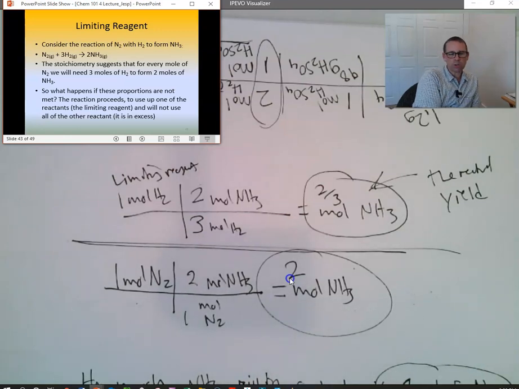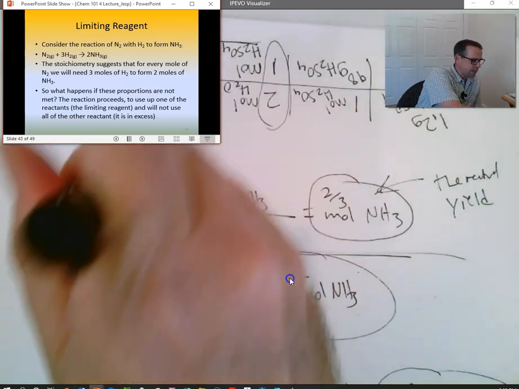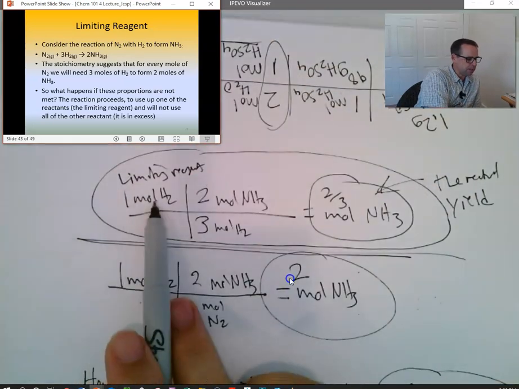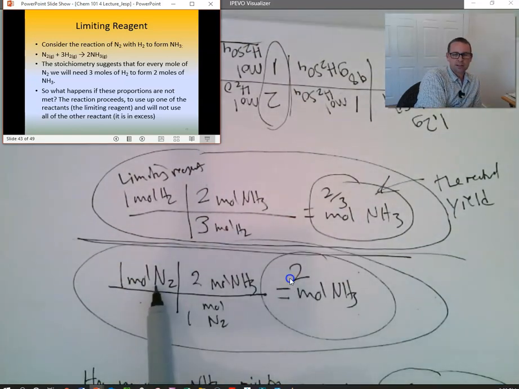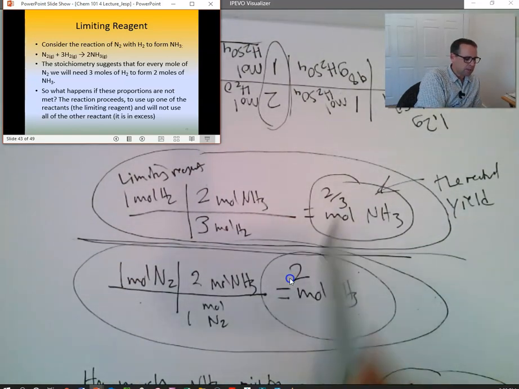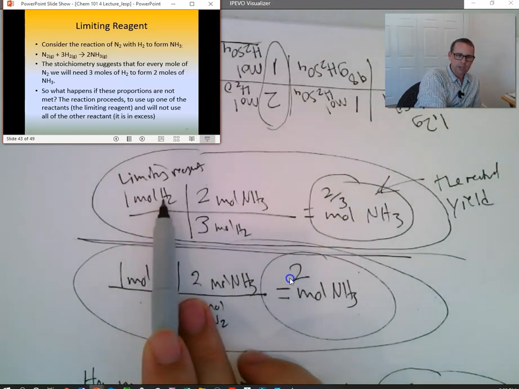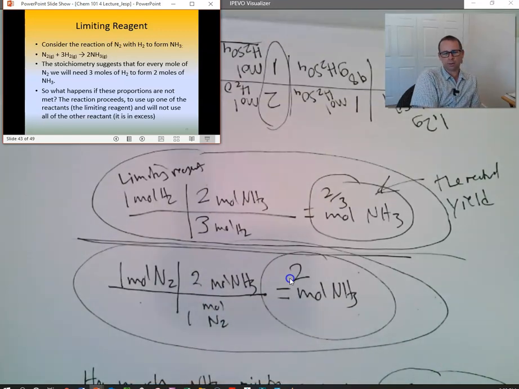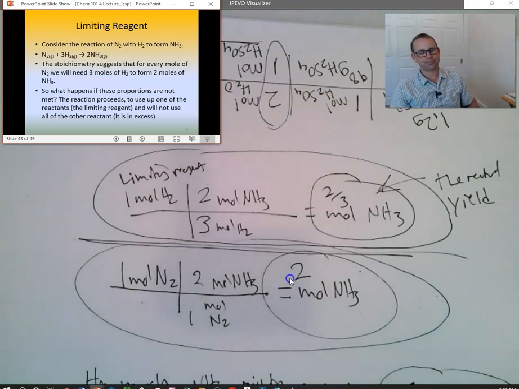Well, what's going to run out? The hydrogen. Yeah, the hydrogen is going to run out. Right. So this tells me how much I theoretically could get if I had excess nitrogen. This one tells me how much I could get if I had excess hydrogen. And then I look at the 2 answers, find out which one's the smallest, recognize that that's the limiting reagent, and know that my hydrogen is going to run out. So I'm going to have extra nitrogen in the end.